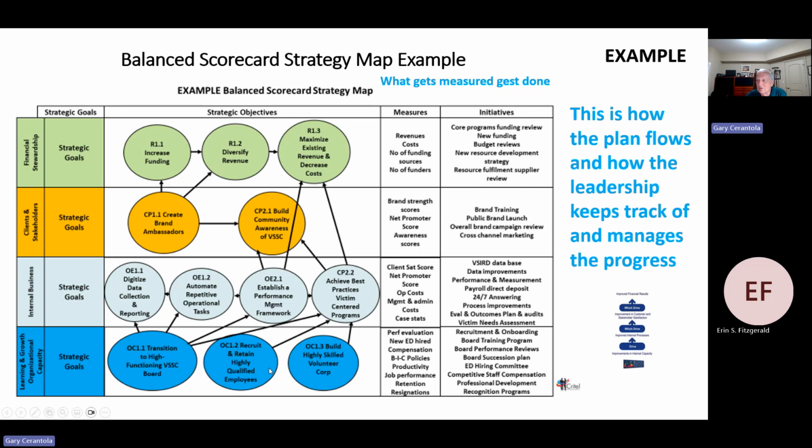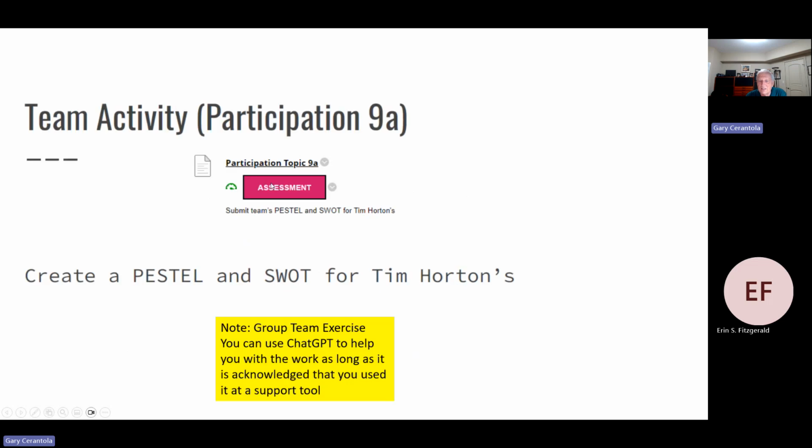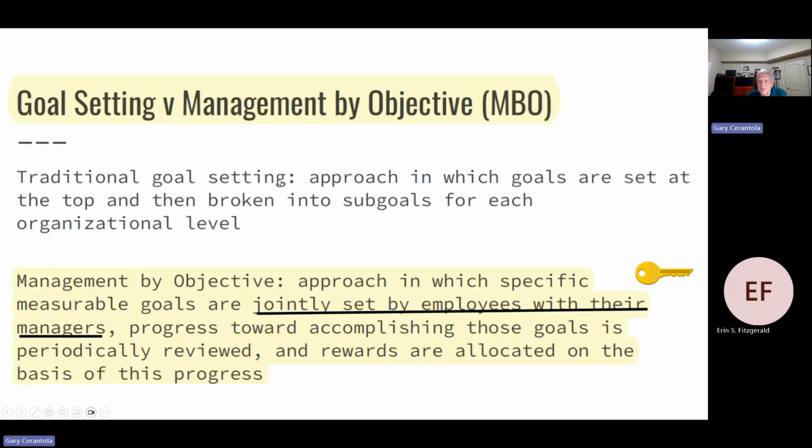Here's an example. This is how the plan flows. I think I did this one for a particular business that I did. Okay, I think we covered this piece.